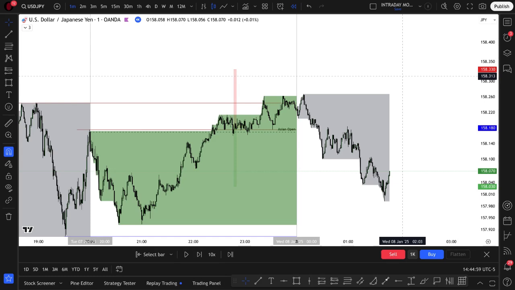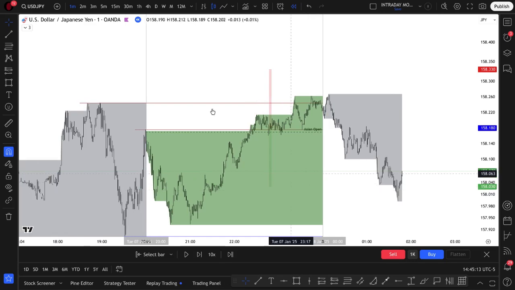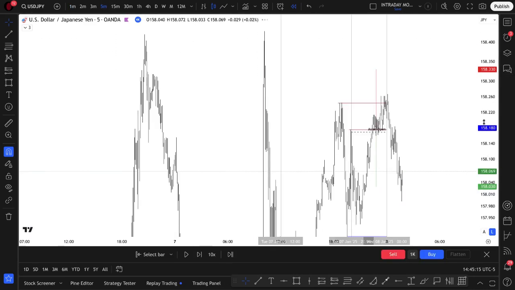Things do continue to trend on larger than you anticipate, which is why I tend to say on certain days you'll see great trending environments. So this is that Tuesday night going into Wednesday night. We got 15 pips. Does it continue to give us more than 15 pips? Let's see.